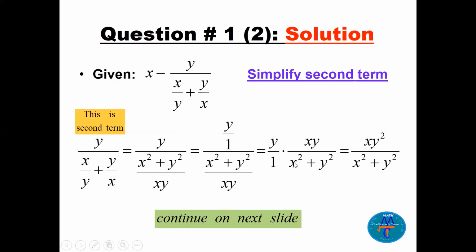Then I use the reciprocal here. I think we have seen many times the reciprocal. Y over 1 times the reciprocal, xy over x squared plus y squared. Now, I cannot cancel anything here. Y times y is y squared, and there is an x. And here, x squared plus y squared. So I leave that one, the second term. I put it here. Now, we continue to the next slide.